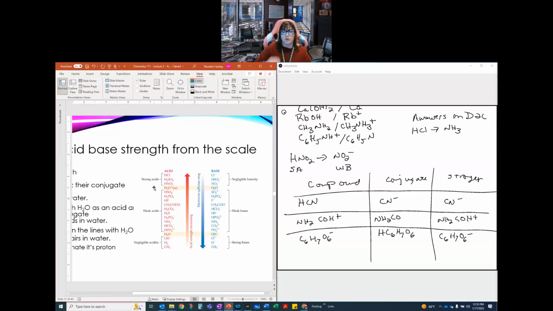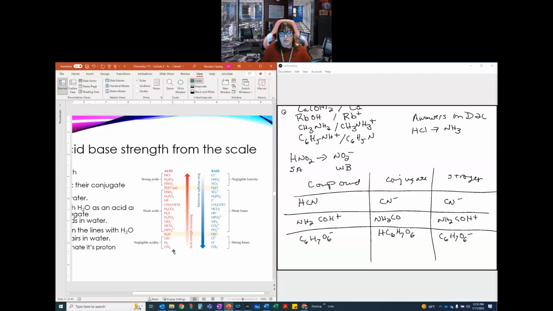Okay, so HCl, H2SO4, HNO3 completely dissociate to become H3O+. All right? When we talk about the strong bases, O2-, H-, CH3-, they will react with water solutions to give us OH-. So those are the strongest bases that can exist there.